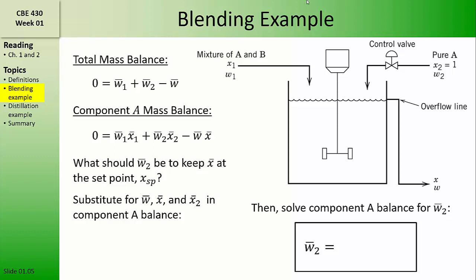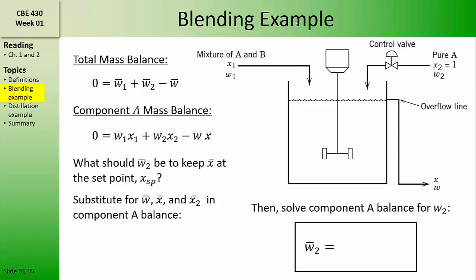So this blending tank combines a stream with a mass flow rate W1 and mass fraction of a solute X1 with another stream of mass flow rate W2 and composition X2 of pure A. So the mass fraction of A in this stream is 1. Now the effluent from this blending tank is an overflow line which maintains the contents of the tank at a constant volume. The control objective is to maintain the effluent composition X at some desired value that we call its set point, X sub SP.